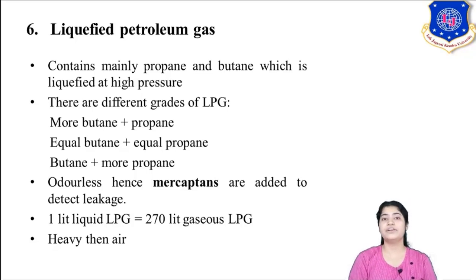See, the molecular weight of air is something we must know. It is 29. Now, as LPG is a mixture of propane and butane, its molecular weight is more than air. It is denser than air. Now, as it is denser than air, if it is leaking out, LPG will settle on the ground.